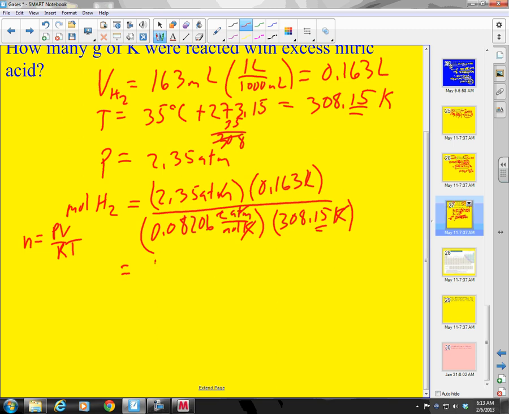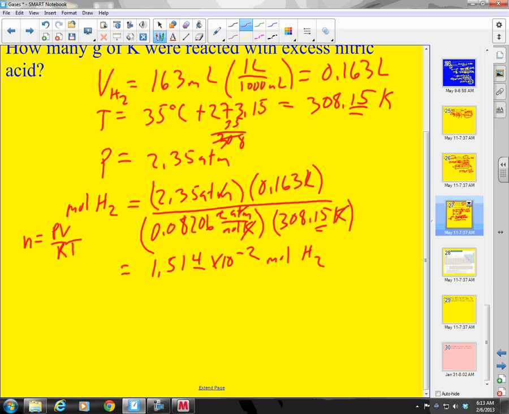And I get 1.51. How many sig figs? 3, but we want to carry one more. 1.514 times 10 to the minus 2 moles of H2. Let's check that again. Make sure we didn't make a mistake.